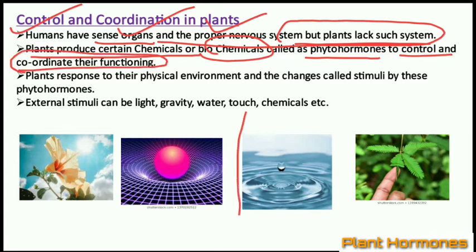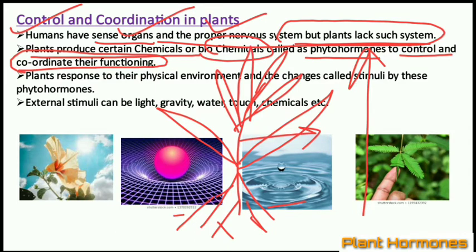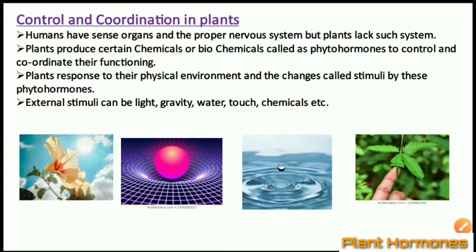A plant has to grow. Suppose this is a plant, and this plant has to grow. It has to grow its stem. It has to grow its root. And it has to undergo a lot of processes, like it has to bear some fruits also. It has to bear some flowers also. So how are these things done? These things are done by certain chemicals. These activities in the plants are done by certain chemicals.